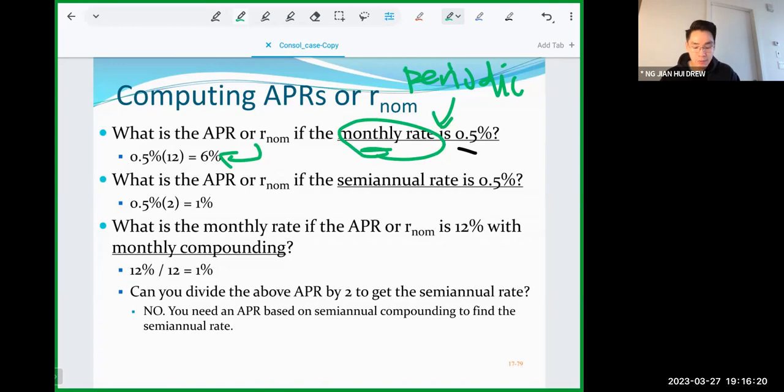But before we go there, we have another question on semi-annual. So let's say the semi-annual rate is 0.5%. What is the nominal? So nominal is always on annual, right? So we just multiply by 2.